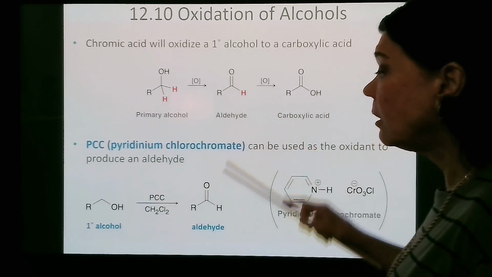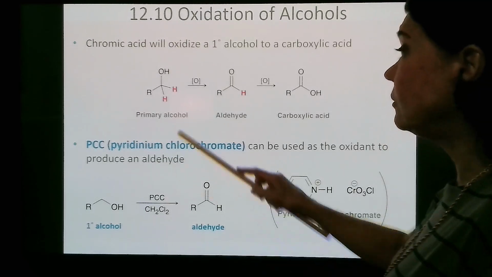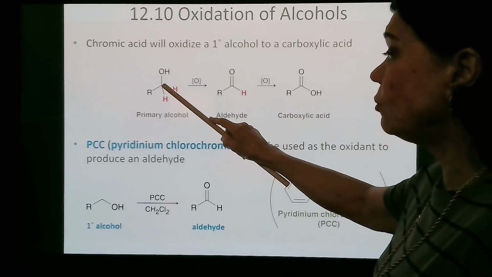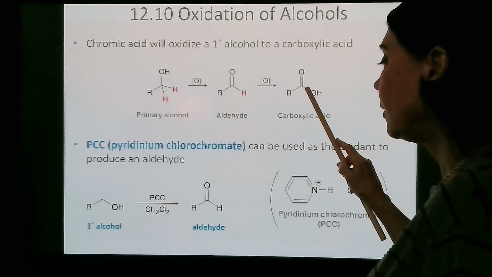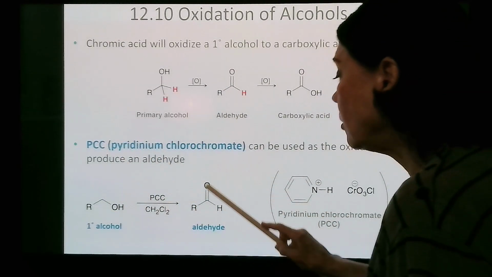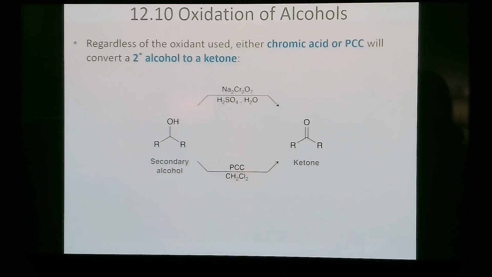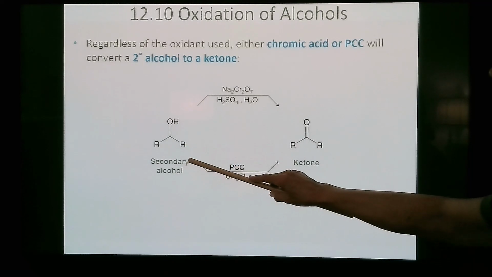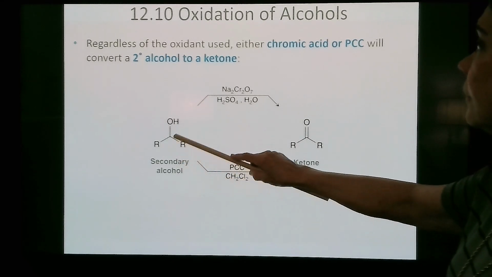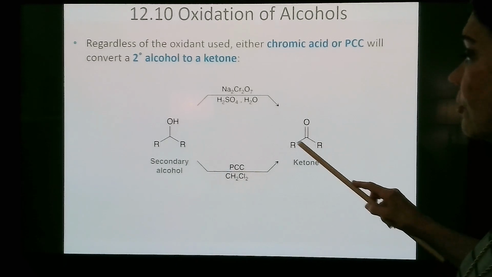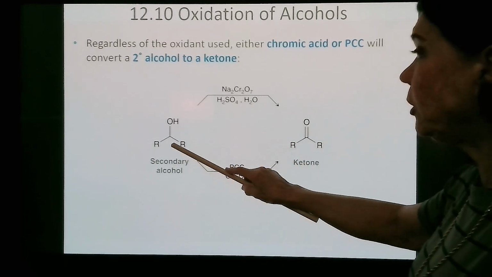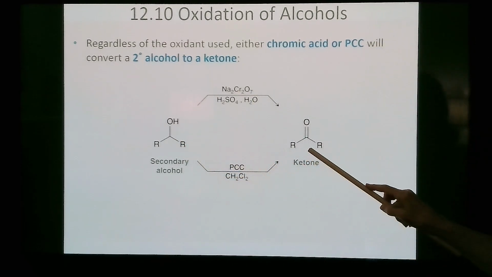So you have 2 oxidizing agents, where you can convert the primary alcohol to the carboxylic acid, or the primary alcohol to the aldehyde. And the secondary alcohol can be used with either of those reagents to yield the ketone.